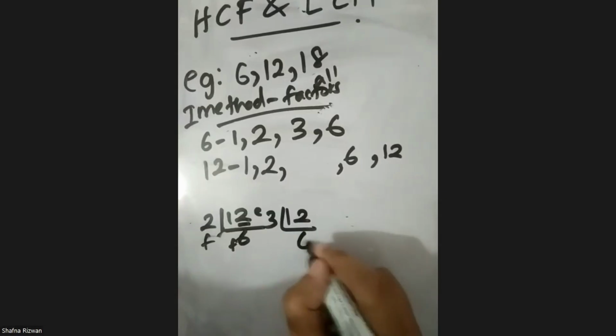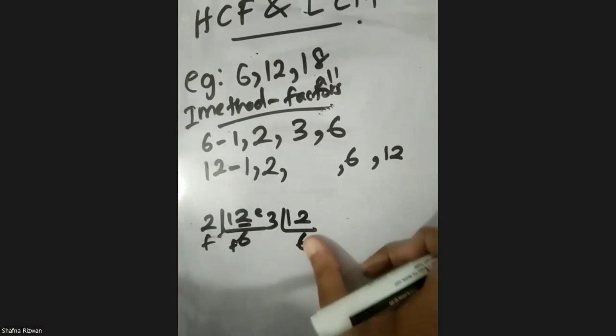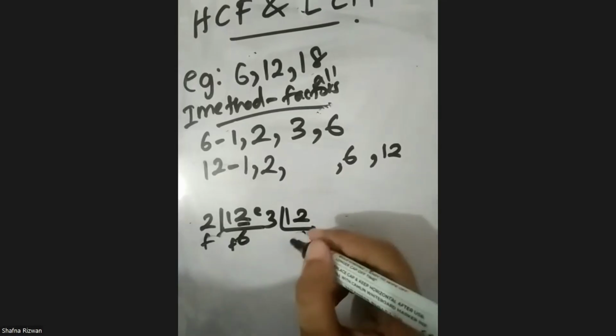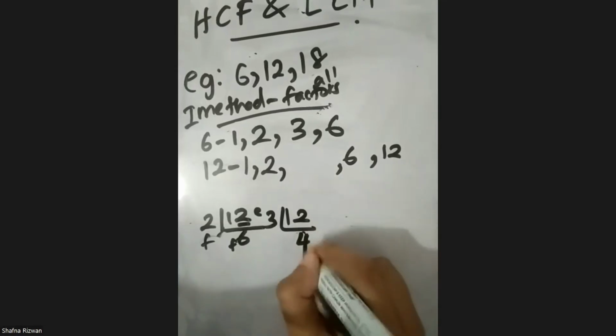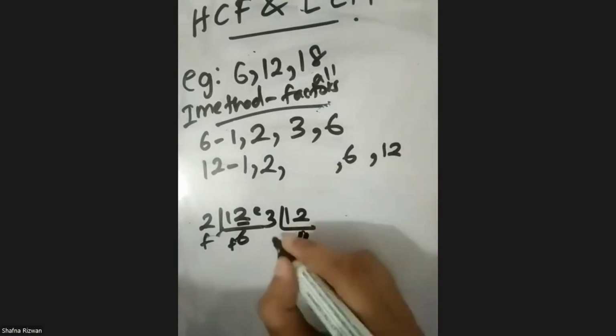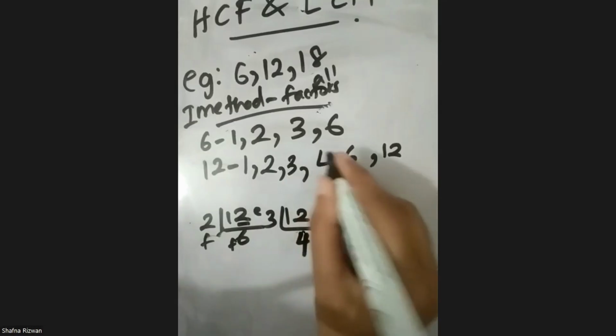That is 6. Okay, sorry, how many 12 do you have inside 3? How many 3 do you have inside 12? That is 4. So I'm going to write here 3 and I'm going to write here 4.